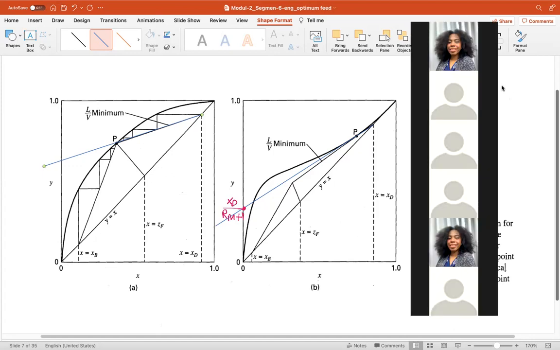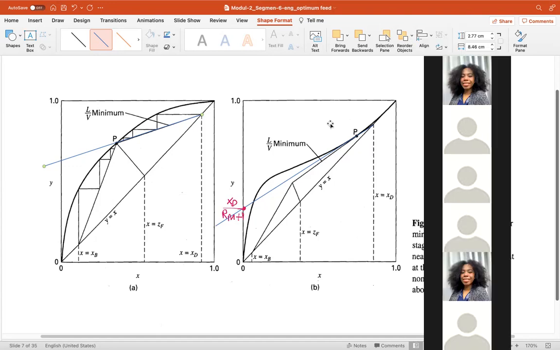Maybe I want to ask Fatia. Fatia, do you understand what I'm saying about how to get the RM minimum, the minimum reflux? Yes, Miss, I think I'm starting to get it.